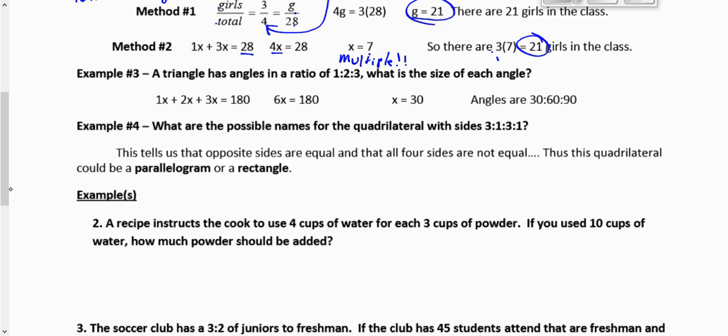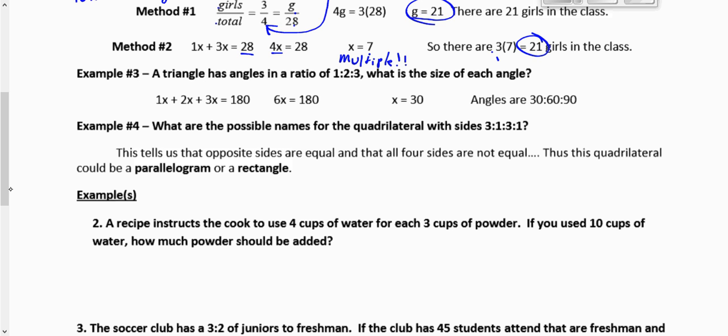So the angle measures must be some multiple of 1 to 2 to 3, right? And those should add up to 180. So it's not 1 plus 2 plus 3 equals 180. What would it be? 6x. 1 times the multiple plus 2 times the multiple plus 3 times the multiple is 180. Right there. See it? It's done.